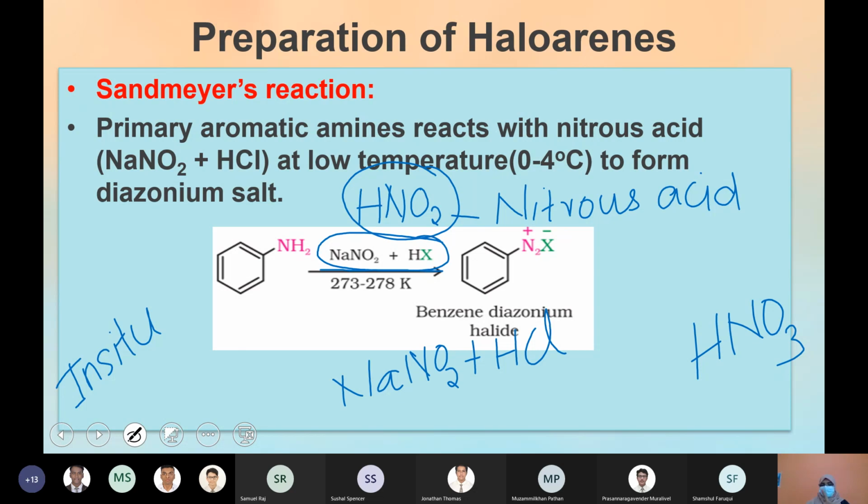So you should be familiar with why we are using NaNO2 and HCl instead of HNO2. Sometimes they will directly use nitrous acid, because the actual reagent we need is nitrous acid, HNO2. But as it is unstable, you prepare it inside the reaction mixture by using NaNO2 and HCl. After the reaction, N2, I'll come to that.